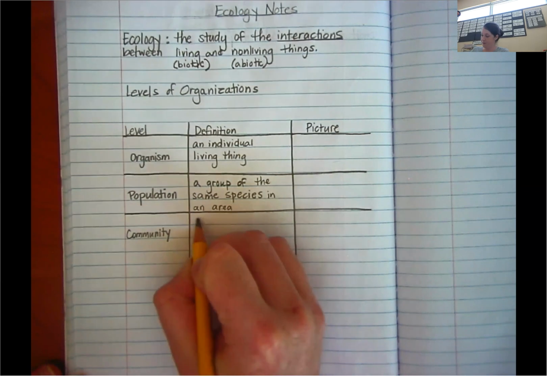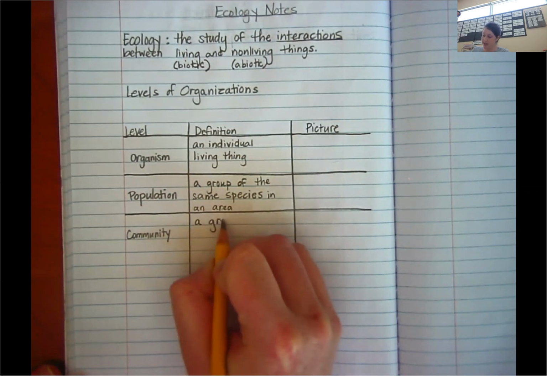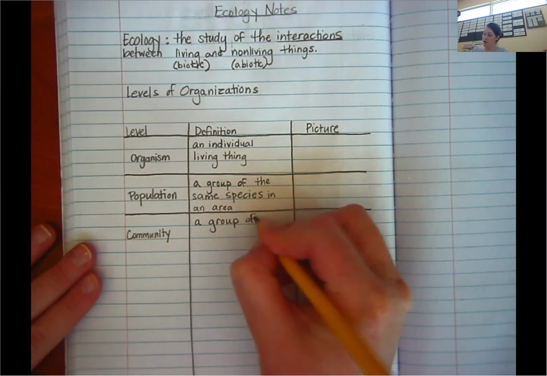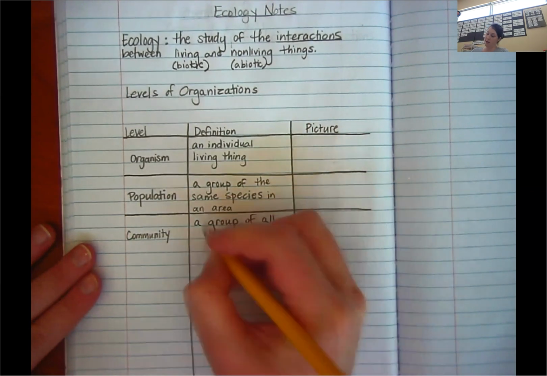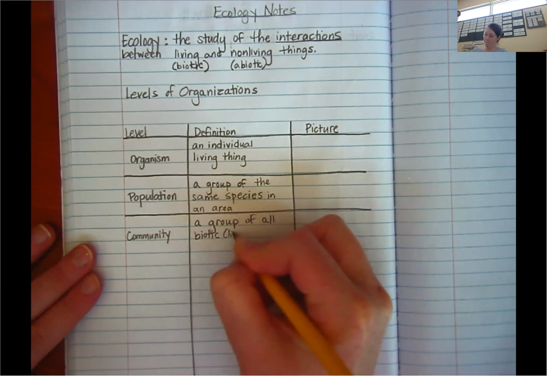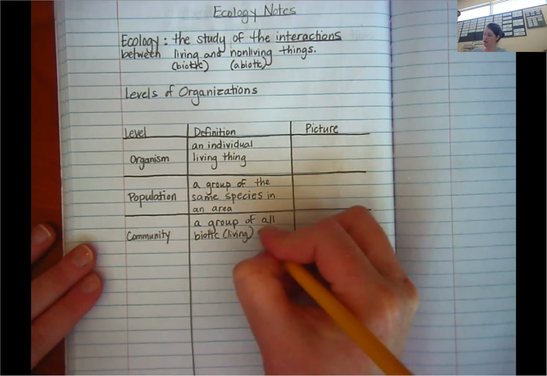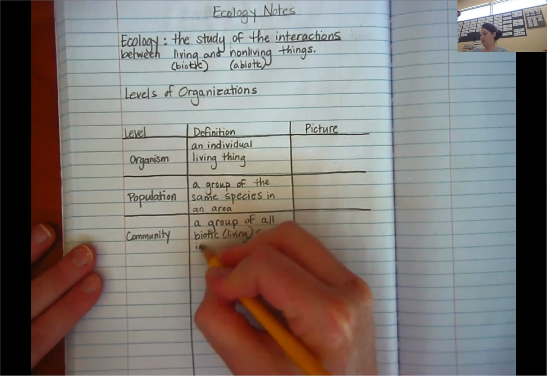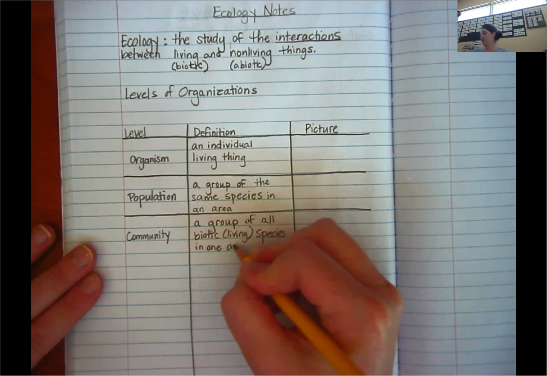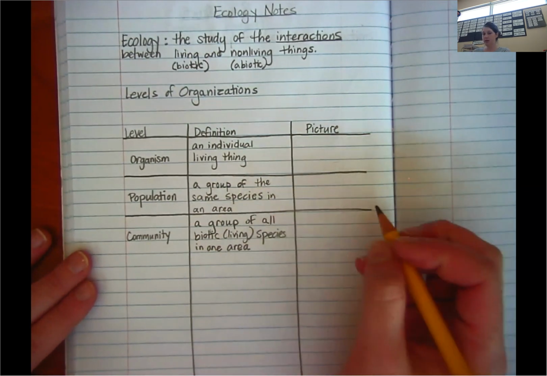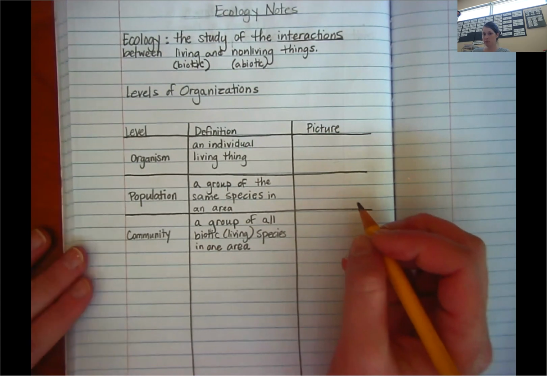So that's all the living organisms, right? So group of all the biotic or living species in one area. So I could go to Pack Forest near Mount Rainier and I could say, what are all the species that make up the community in that area?